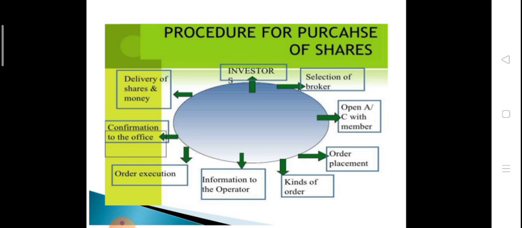This is another example, the procedure for purchase of shares. The investor wants to invest in securities or in a share. First he selects a broker, and after selecting the broker, he opens a demat account. After opening the account, he places an order, specifying what type of order he wants, like shares or debentures, shares of one company, second company, third company. Then that information goes to the operator, then order execution, and after that he gets confirmation from the office, and then comes the payment and delivery of shares and money.